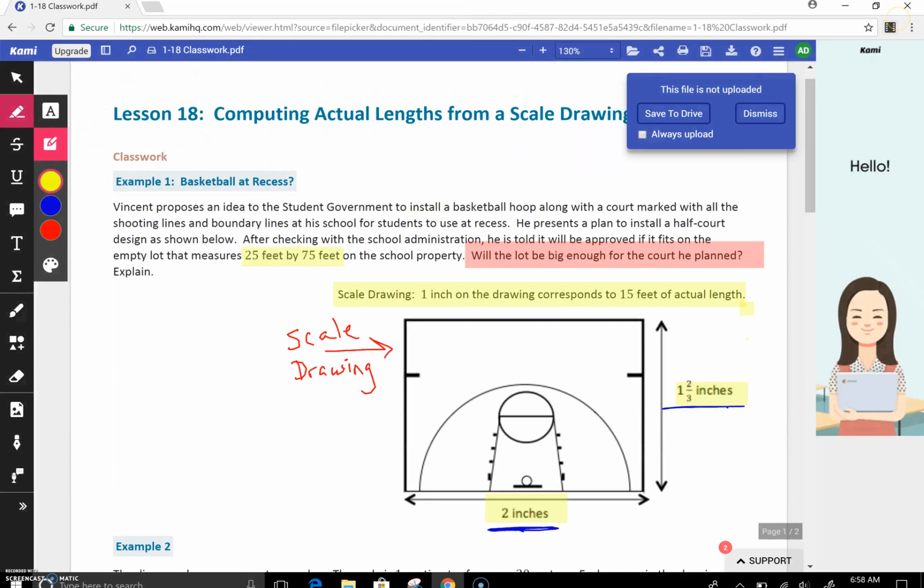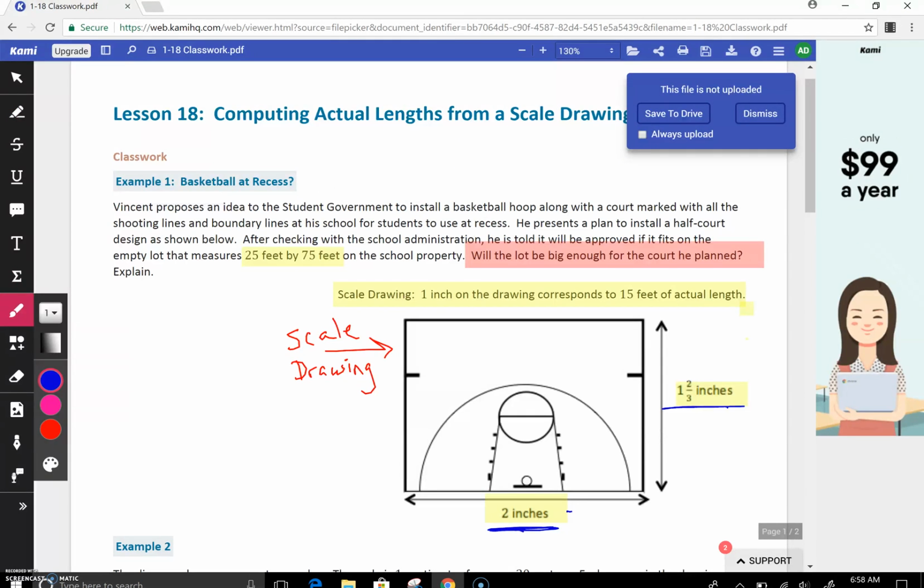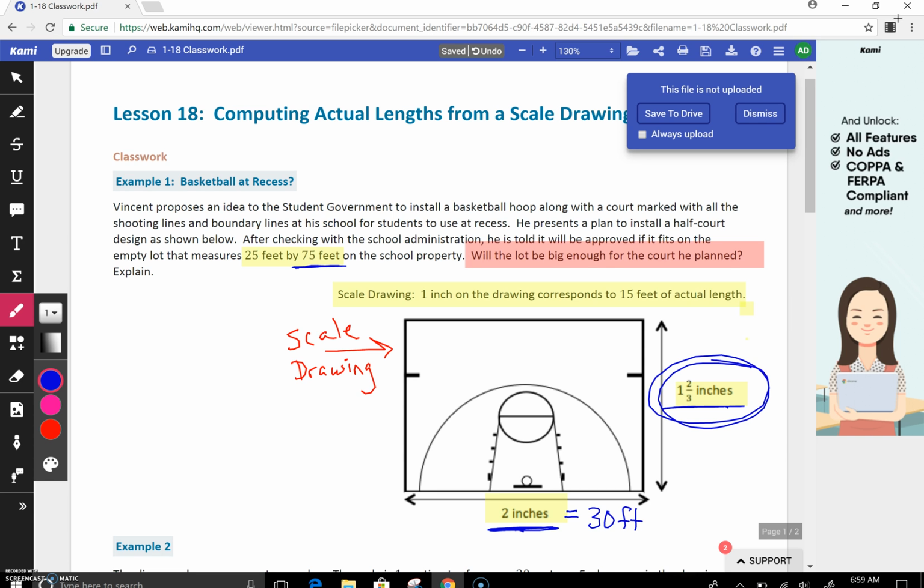So if we go back to our scale drawing, this 2 inches in real life is going to be 30 feet. Now that would fit if we're looking at the 75 feet. It wouldn't fit on 25 feet of width. So we'll check the other one and see if this thing will fit or not. Bottom line is we need to know how many feet 1 2/3 inches from this drawing will be in real life. Here's how we do that.